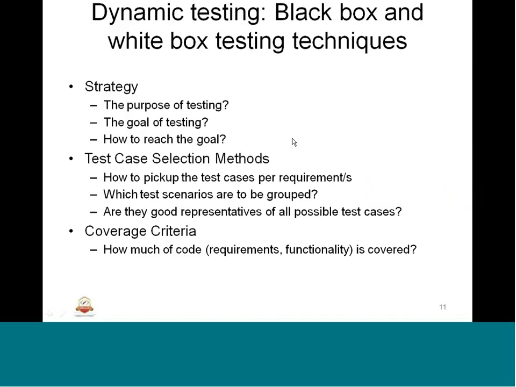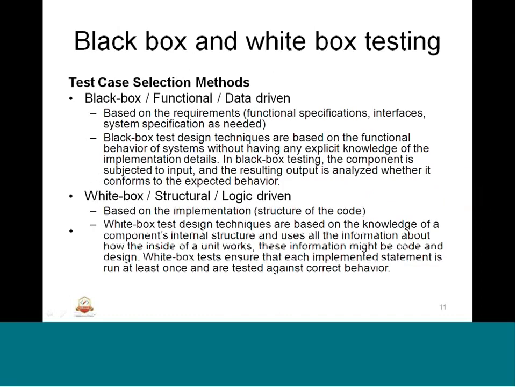Okay. Now we come to test case selection methods. In black box, the selection method is basically functional or data view. That is the real input that we are going to use. It is the criteria for test case selection. So based on requirements, functional specification, interfaces, or system specification as needed, we are going to have the selection.